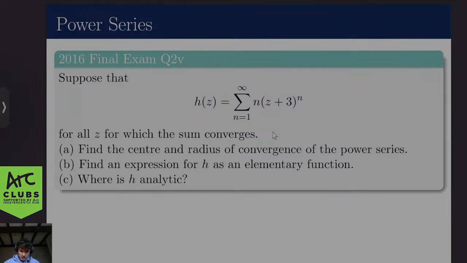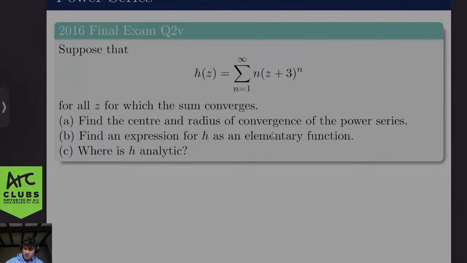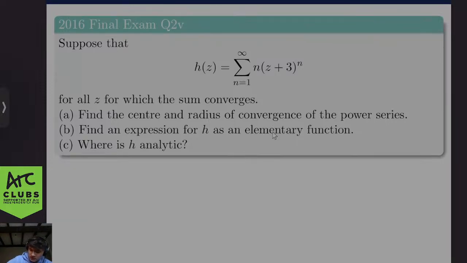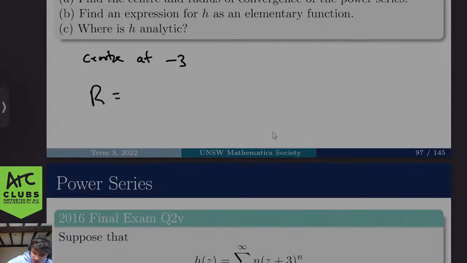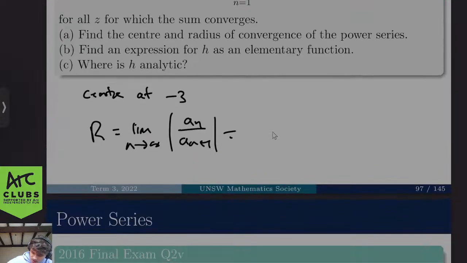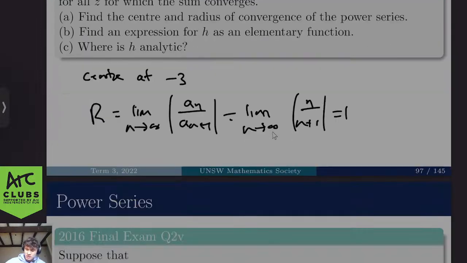First, find the center and radius of convergence of the power series. The center is quite easy to find. We can see that z plus 3 is the same thing as z minus (-3), which means that our center will be at -3. In terms of radius, remember our radius of convergence can be found using this ratio test, looking at the absolute value of an over an plus 1. In this case, our an's are just n. So this is the limit as n goes to infinity of n over n plus 1, which is just 1. And so our radius of convergence is 1.